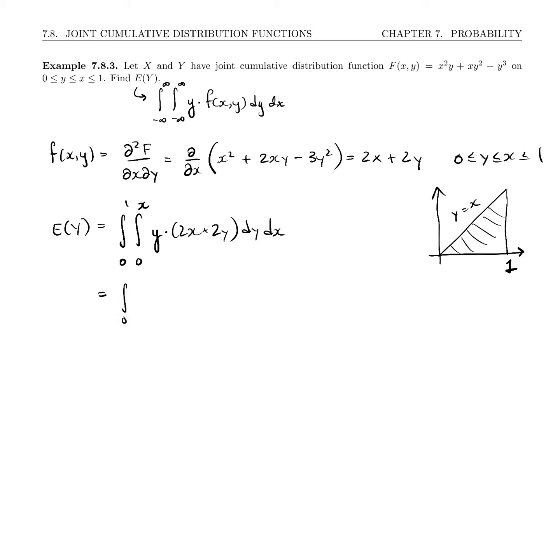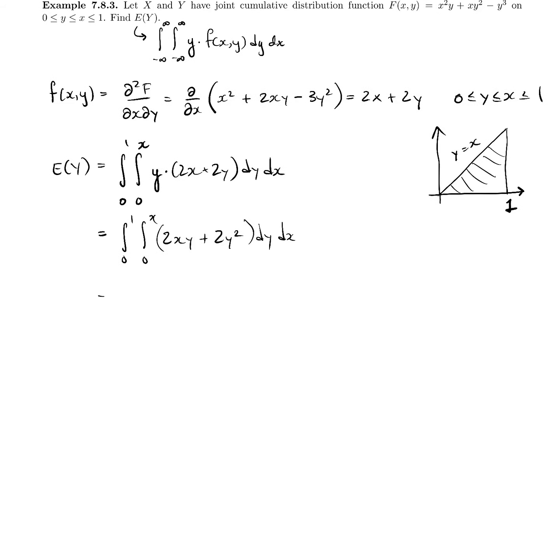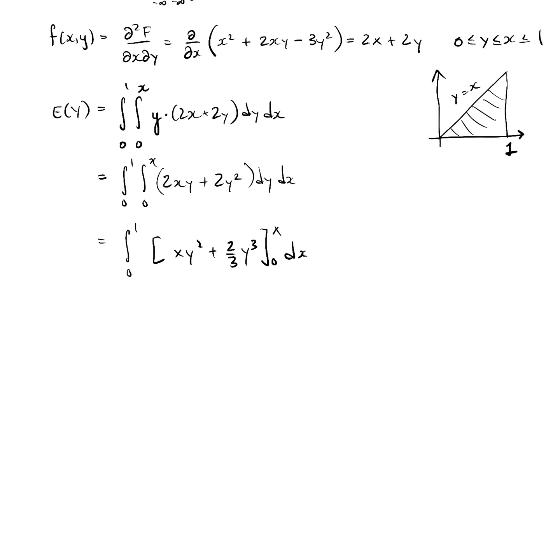So we've got the integral from 0 to 1, the integral from 0 to x of 2xy plus 2y squared dy dx. So anti-differentiating, we have the integral from 0 to 1 of xy squared plus 2/3 y cubed, which is going to go from 0 to x, dx. And then we're almost through. We have the integral from 0 to 1 of x cubed plus 2/3 x cubed minus 0 dx.